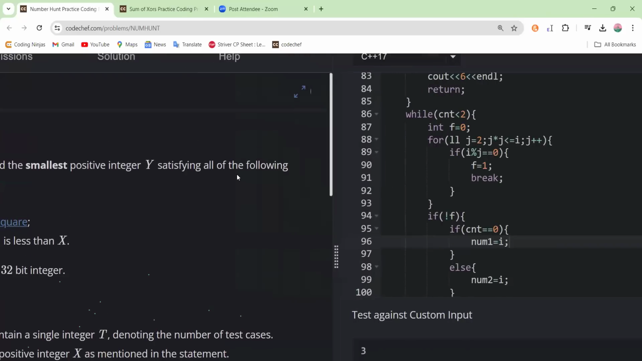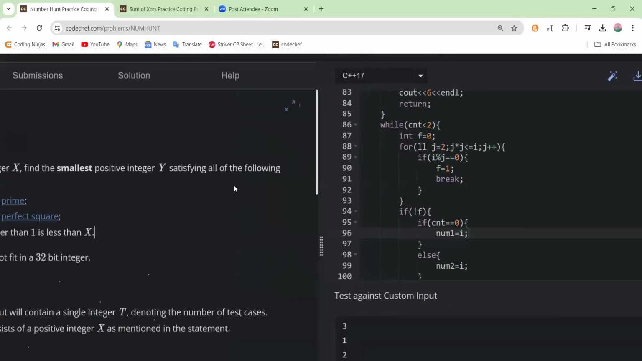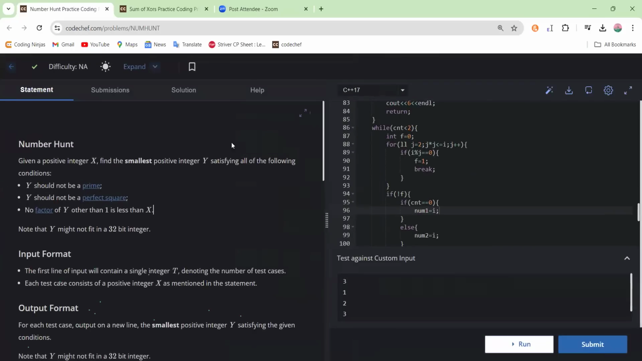Till here, is it clear to everyone? Anyone having any doubt?